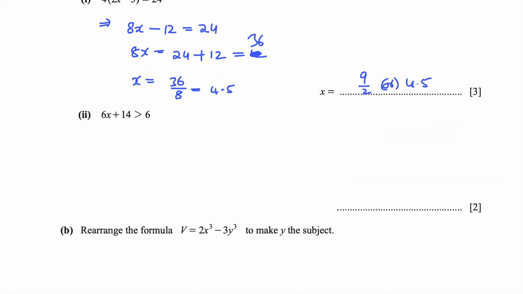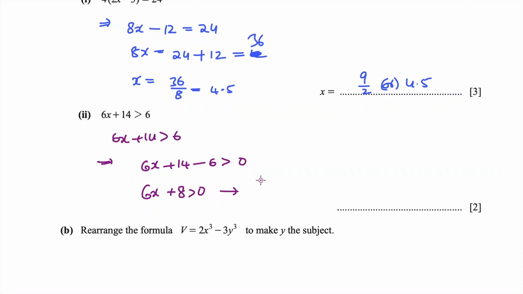6x plus 14 is greater than 6. So 6x plus 14 is greater than 6. That implies 6x plus 14 minus 6 is greater than 0. So I am taking this 6 to the other side, it will become minus 6. So 6x plus 8 is greater than 0.